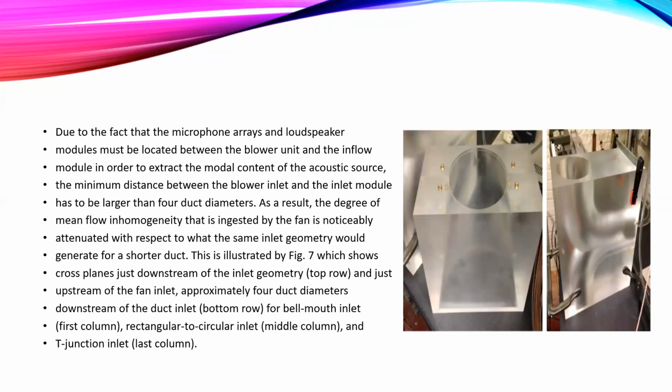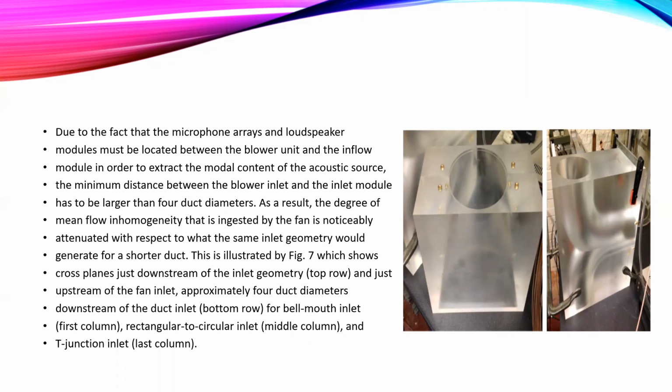Here, due to the fact that the microphone arrays and loudspeaker modules must be located between the blower unit and the inflow module in order to extract the modal content of the acoustic source, the minimum distance between the blower inlet and the inlet module has to be larger than 4 duct diameters. As a result, the degree of main flow inhomogeneity that is ingested by the fan is noticeably attenuated with respect to what the same inlet geometry would generate for a short duct.